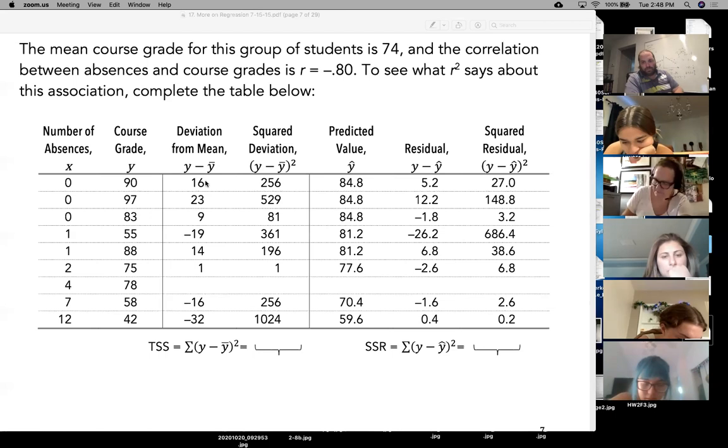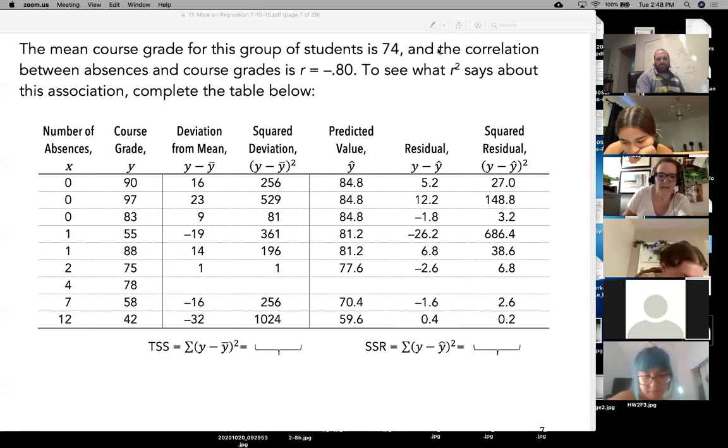83 plus 55 plus... What do you get? 8 plus 74. Louder, please. 74. 58 plus 42 equals 666 divided by... Make sure you get that, please. 689. 74. Okay. Now, we're going to compute Y minus Y bar.